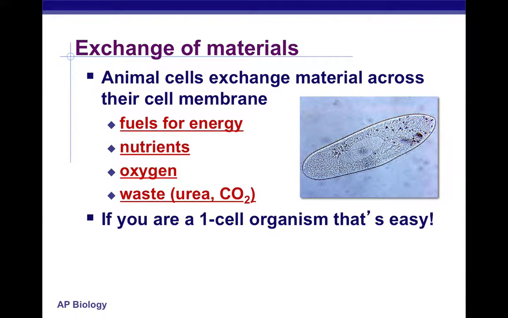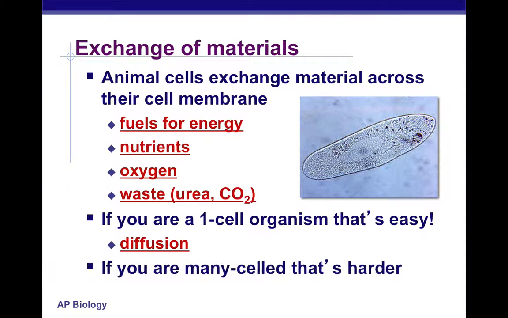So for a single cell, it's pretty easy. It's just use diffusion to do it. However, as organisms became more complex, meaning multicellular, it became more difficult to use this method. So they needed to develop some way to transport nutrients and energy and oxygen throughout the body, and also get rid of waste like urea or CO2.